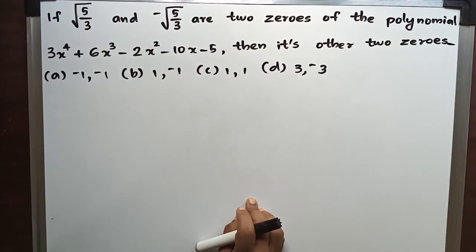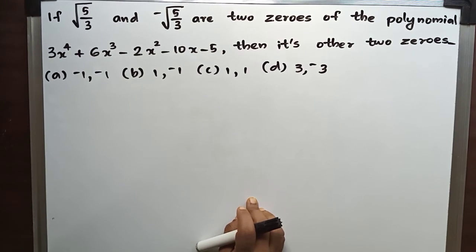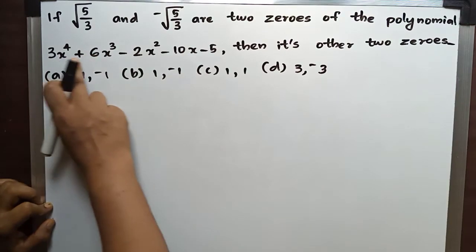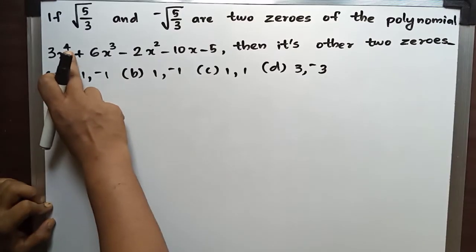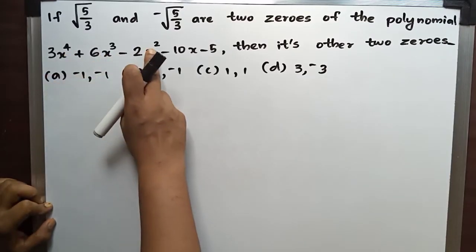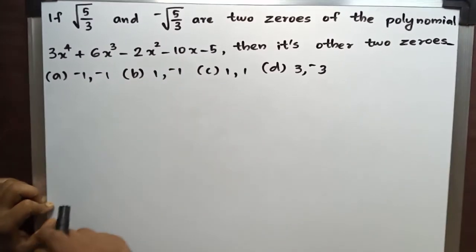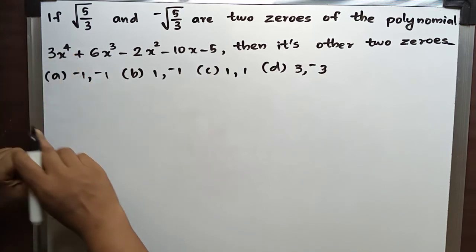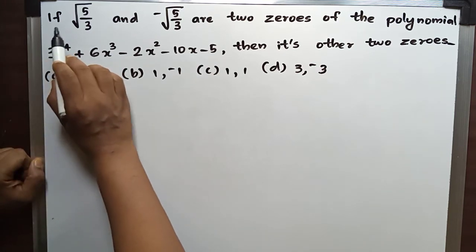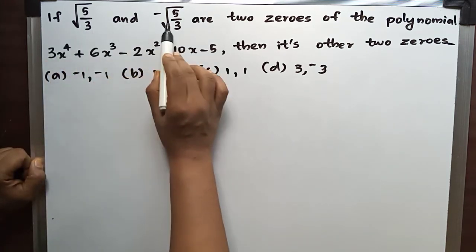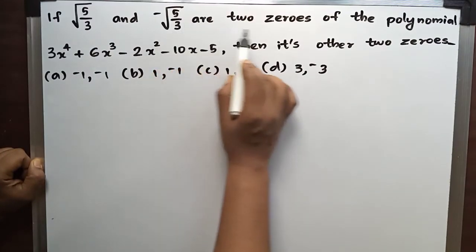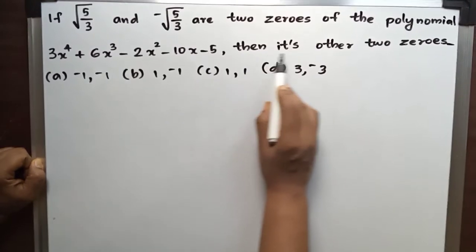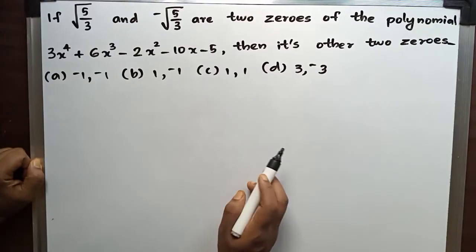Next question is related to a polynomial of degree 4. See, in this question, this is the given polynomial 3x raised to 4, 6x cube minus 2x square minus 10x minus 5. See here the degree is 4, x is raised to a power 4. Question is like this: if square root of 5 by 3 and minus square root of 5 by 3 are two zeros of this polynomial, then its other two zeros.